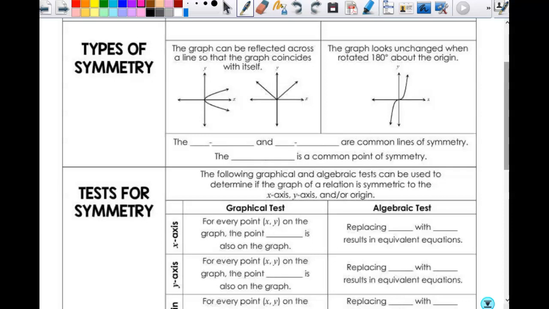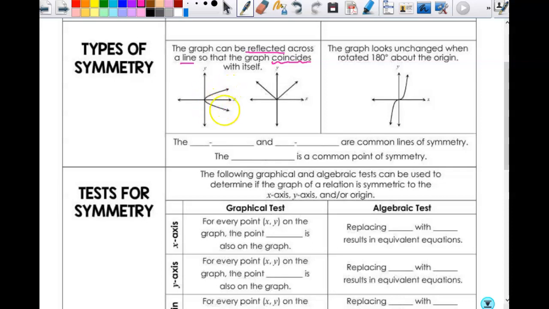So for these first two graphs here, it says the graph can be reflected across a line so that the graph coincides with itself. Now, when you first learned symmetry like this back in elementary school or whatever, they may have talked about it more as folding, like you can fold something on top of itself, like a butterfly or whatever. But it's not really a folding. Yes, I could fold this on the x-axis and it folds onto itself, but that's not what's happening. It's being reflected across the line.